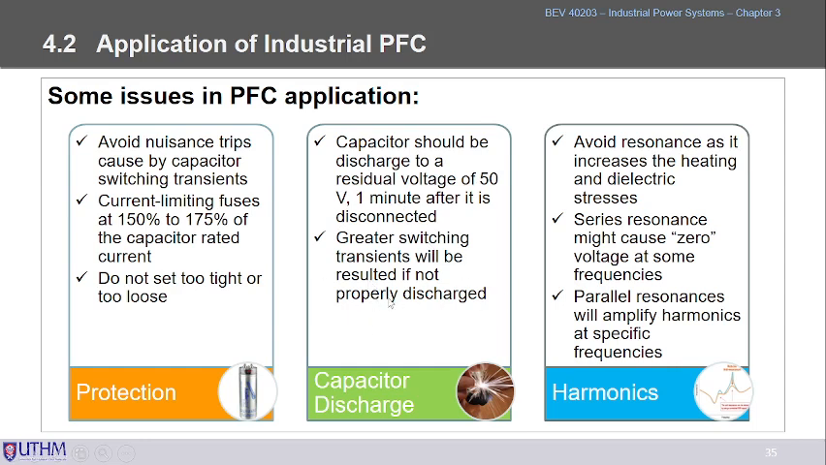Otherwise it will give sparks, and the sparking is very dangerous, especially when you're dealing with fuel, for example vaporized things, and then it will cause a fire.